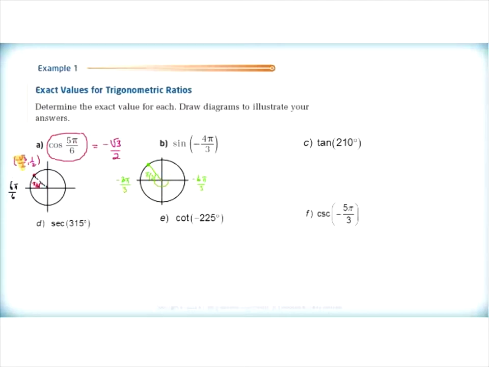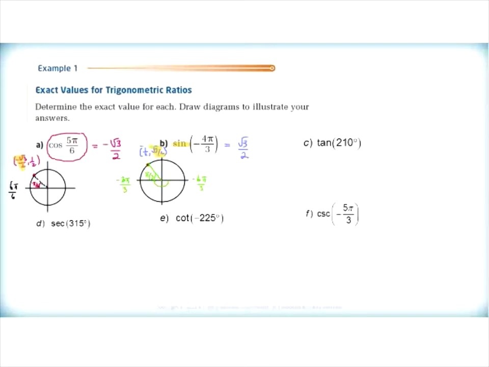If the reference angle is pi over 3 or 60 degrees, I know the point associated with that reference angle now. 60 degrees, the point associated with that is 1/2 and root 3 over 2. Note it's still in the second quadrant, so x is negative. I'm looking for the sine of negative 4 pi over 3. Sine is the second coordinate, not the first, so it's a positive root 3 over 2.